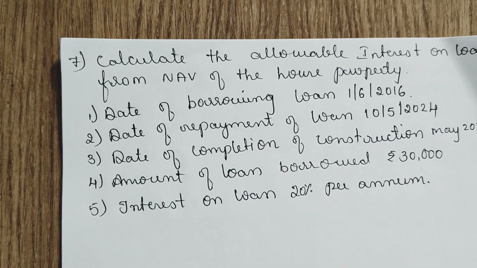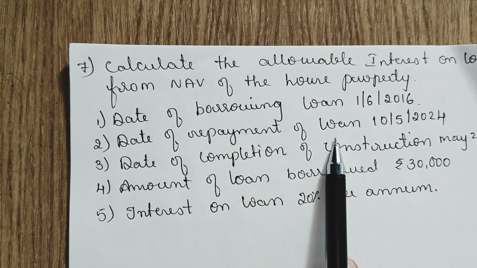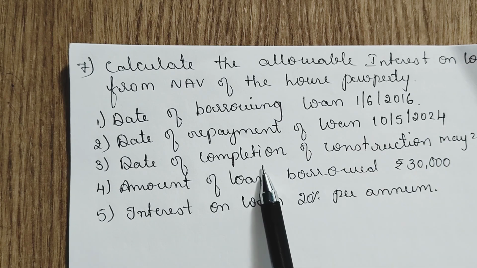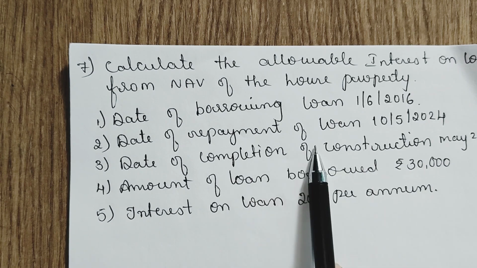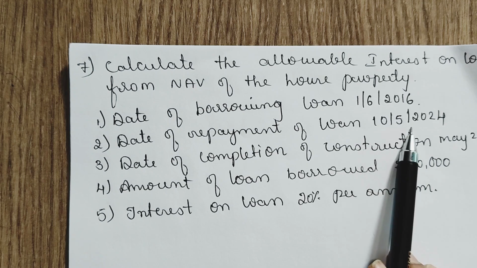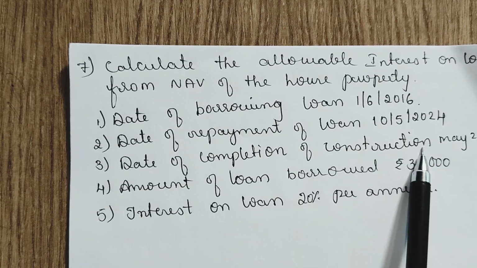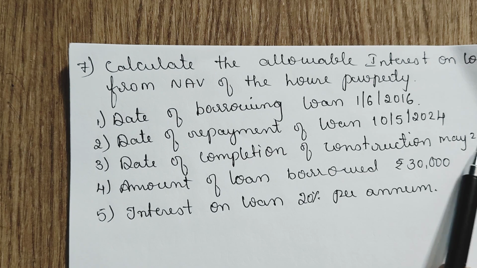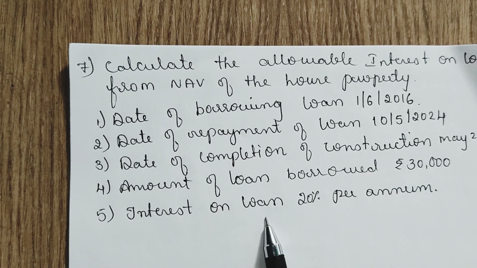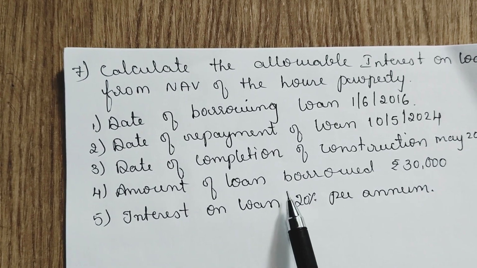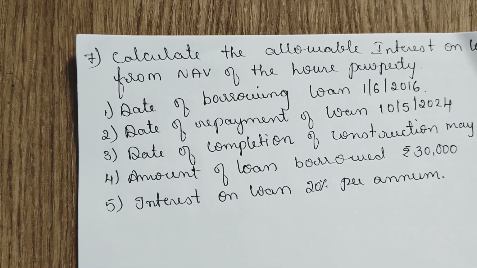Then next, calculate the allowable interest on loan from NAV of the house property. Date of borrowing loan 1st June 2016. Date of repayment of loan 10/5/2024. Date of completion of construction May 2024. Amount of loan borrowed rupees 30,000. Interest on loan 20% per annum. Let us calculate the pre-construction and post-construction interest here.